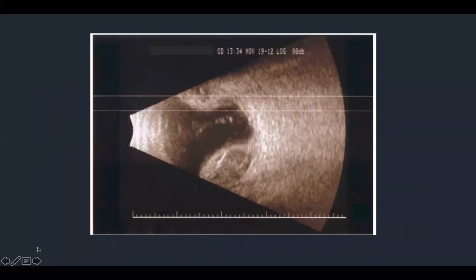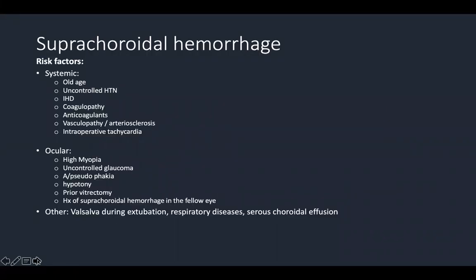For the sake of time, I just wanted to show you the difference between the choroidal hemorrhage and the effusion. This is the suprachoroidal hemorrhage in B-scan, where you can see hyperechogenic fluid instead of hypoechoic. I think we discussed the suprachoroidal hemorrhage before, so this slide is for review if you'd like to take it, because I'm not going to go through it right now.